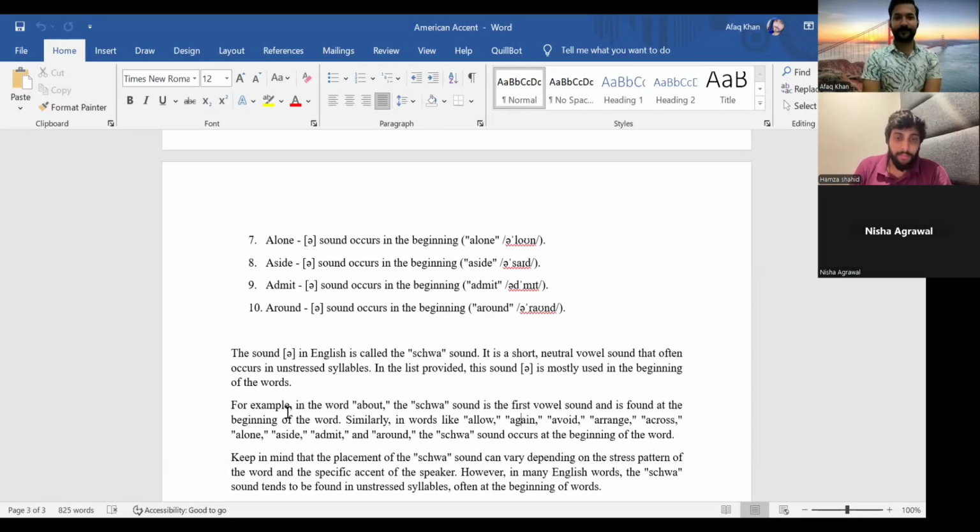Very good. Keep in mind that the placement of the schwa sound can vary depending on the stress pattern of the word and the specific accent of the speaker. However, in many English words, the schwa sound tends to be found in unstressed syllables, often at the beginning of words.